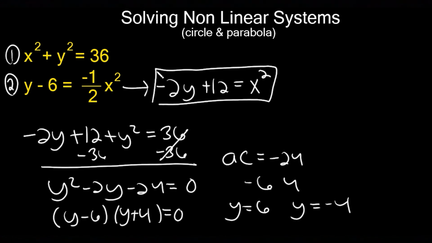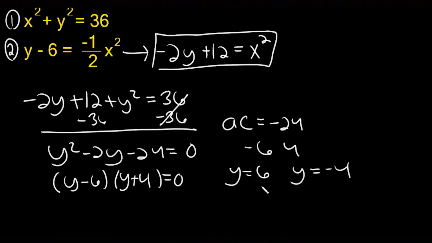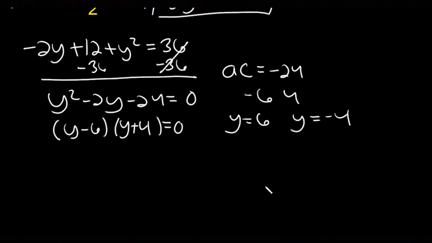That's fine. So I'm going to go ahead and scroll down. That way we have room. And I'm going to rewrite that equation. That way we know what it is. It's going to be negative 2y plus 12 equal to x squared. Okay, so there it is. So wherever I see a y, I'm going to plug in a 6, and then I'll do it again, but I'll plug in a negative 4. So why don't we go ahead and do 6 first and then go from there?